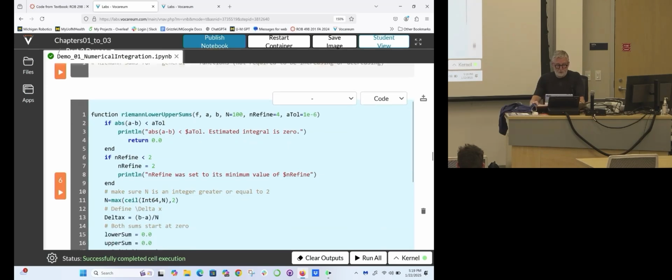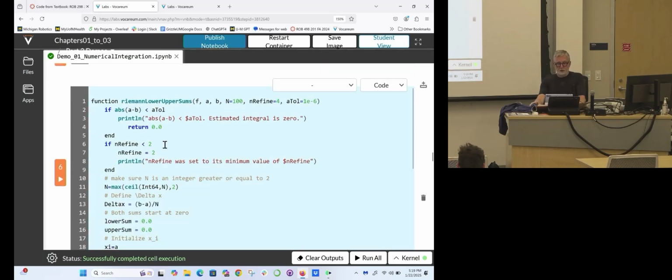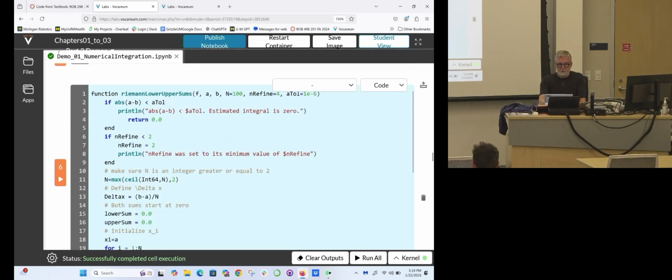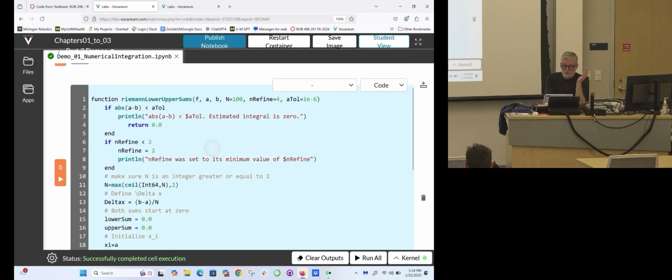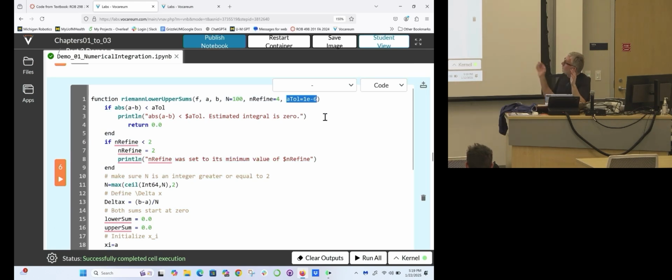Okay, so now if we want to do the Riemann lower and upper sums, it's simply a for loop. We can set a tolerance, okay, that if a minus b is too small, we don't even bother computing the integral because it'll be numerically inaccurate for our simple things. I'm setting a default n refine of 4 and a default number of intervals.